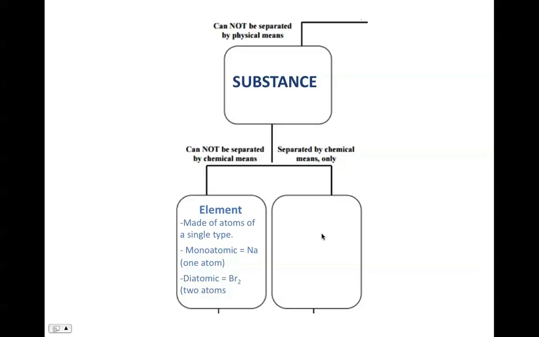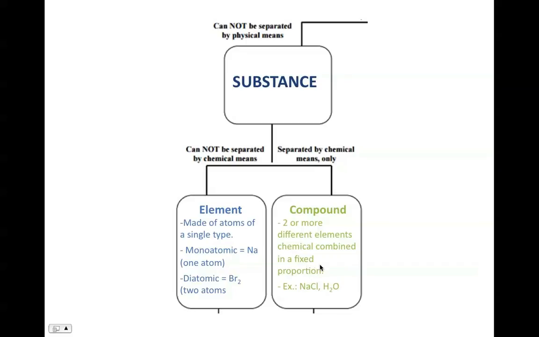Those that can be separated by chemical means are referred to as compounds. These are two or more different elements that are chemically combined in a fixed proportion. So let me talk about two pieces of this. First off, we can see that we have at least two different elements in table salt, or sodium chloride. We also have at least two different elements in H2O. So that is one thing that first classifies this as a compound.